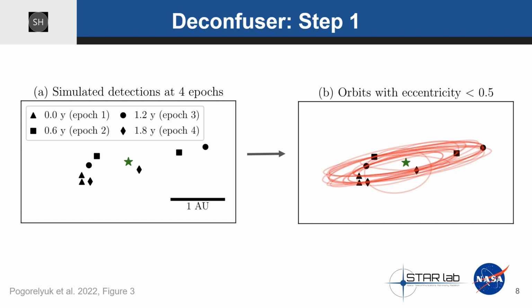So the other 3 orbital elements are fit implicitly, and those are the 3D rotation angles that transfer the orbit from the image plane into 3D. And if you're interested in knowing even greater detail about the orbit fitting routine, I do encourage you to take a look at the deconfuser paper, which gets into a lot of the nitty-gritty details.